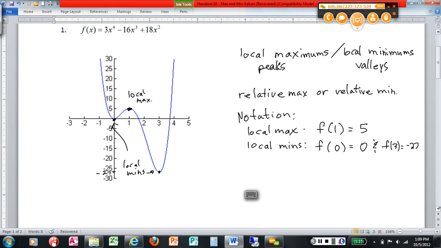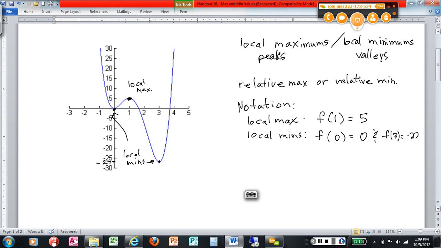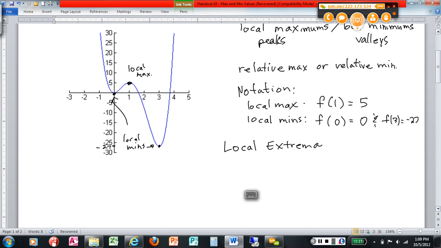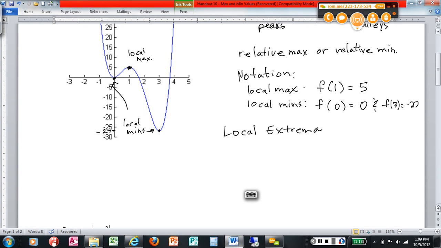Okay, one other term here to mention. The combination of local max and local min, those are referred to as local extrema. So if you see that term, if you say what are the local extrema, that's just a short way of saying what are the local maximums, what are the local minimums. They want both, okay? Local extrema. All right, so I think intro-wise, now as far as definition goes, here's, do I have enough space here? I think so.